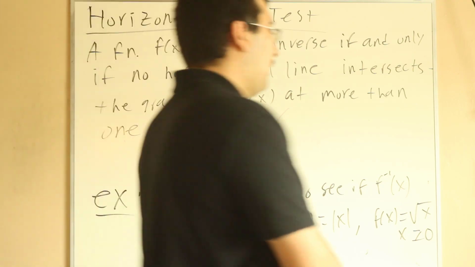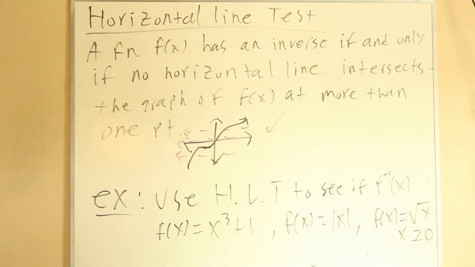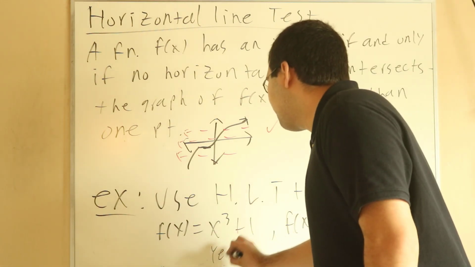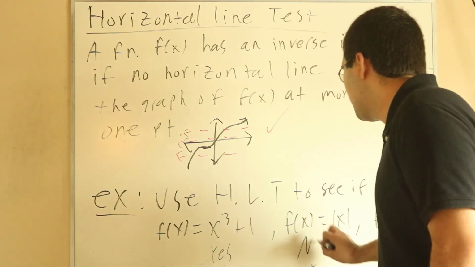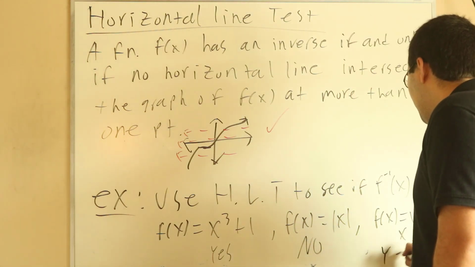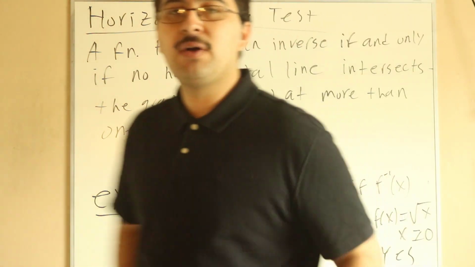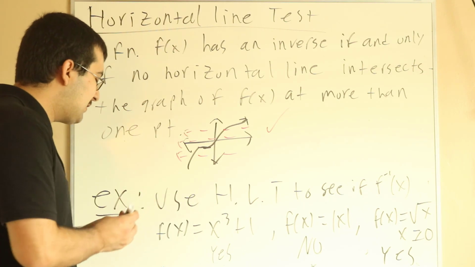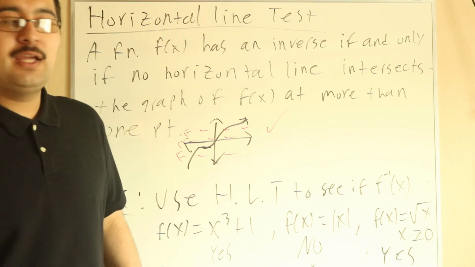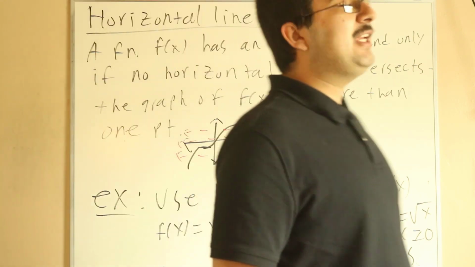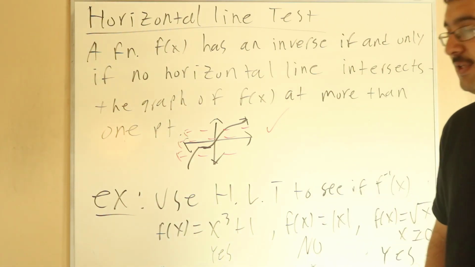Okay, so hopefully you created the sketches or just had an understanding of the parent functions, and what you'll see is that this function has an inverse, this function does not have an inverse, and the last one does have an inverse. Okay, so there it is. That's our lecture video for today. We have now introduced this idea of inverses and the graphs of inverses.